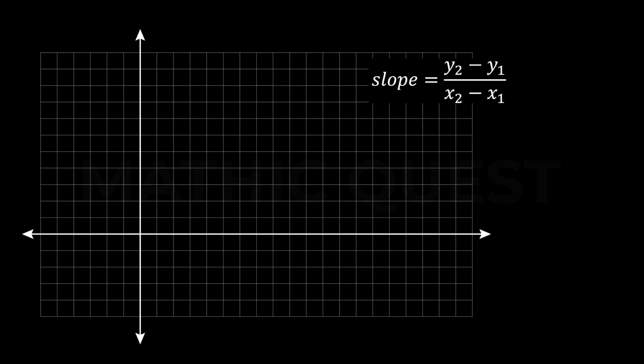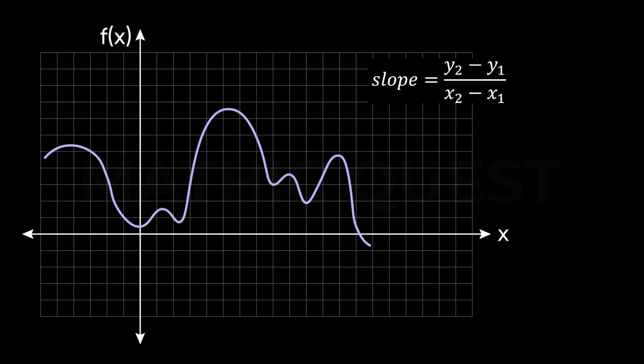But in the real world, most things don't move in perfectly straight lines. In higher level mathematics, we need a formula that works for any function, even the curviest ones. Let's pick 2 points on this curve. For the first point, let the x value be a. Then the corresponding y value is f of a. And for the second point, let the x value be b. In that case, the corresponding y value is f of b.